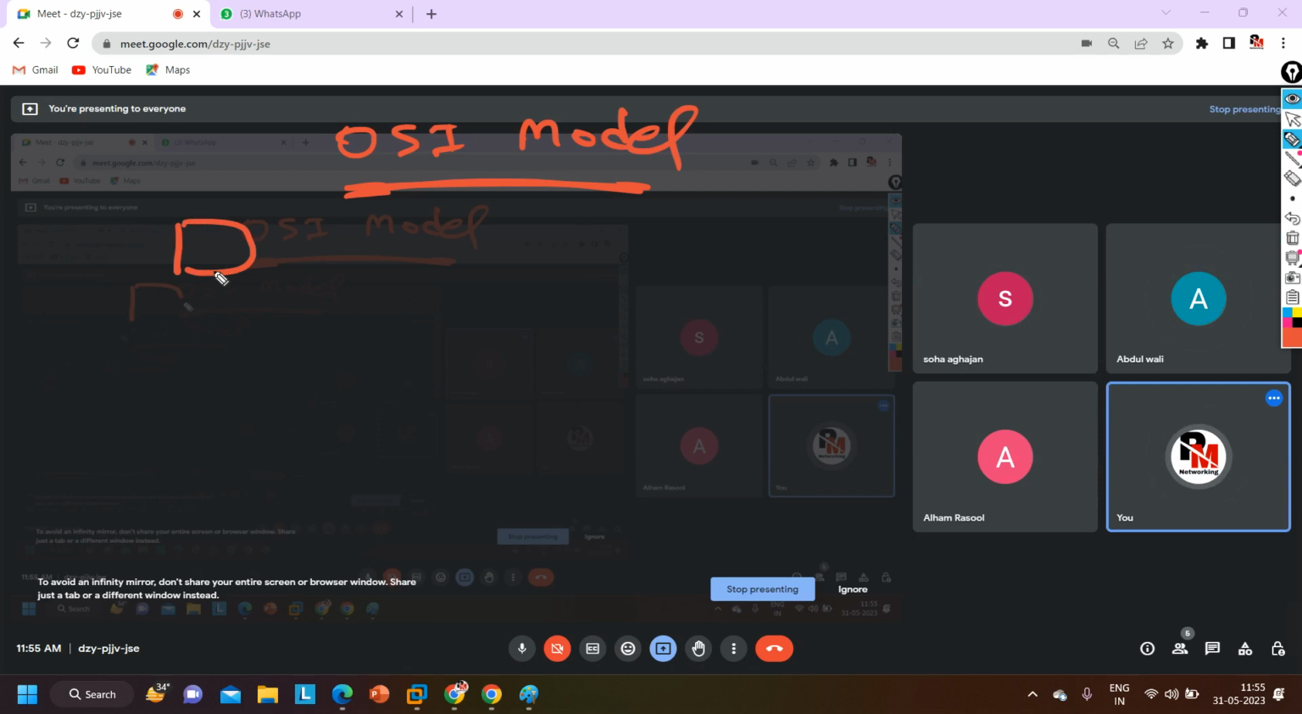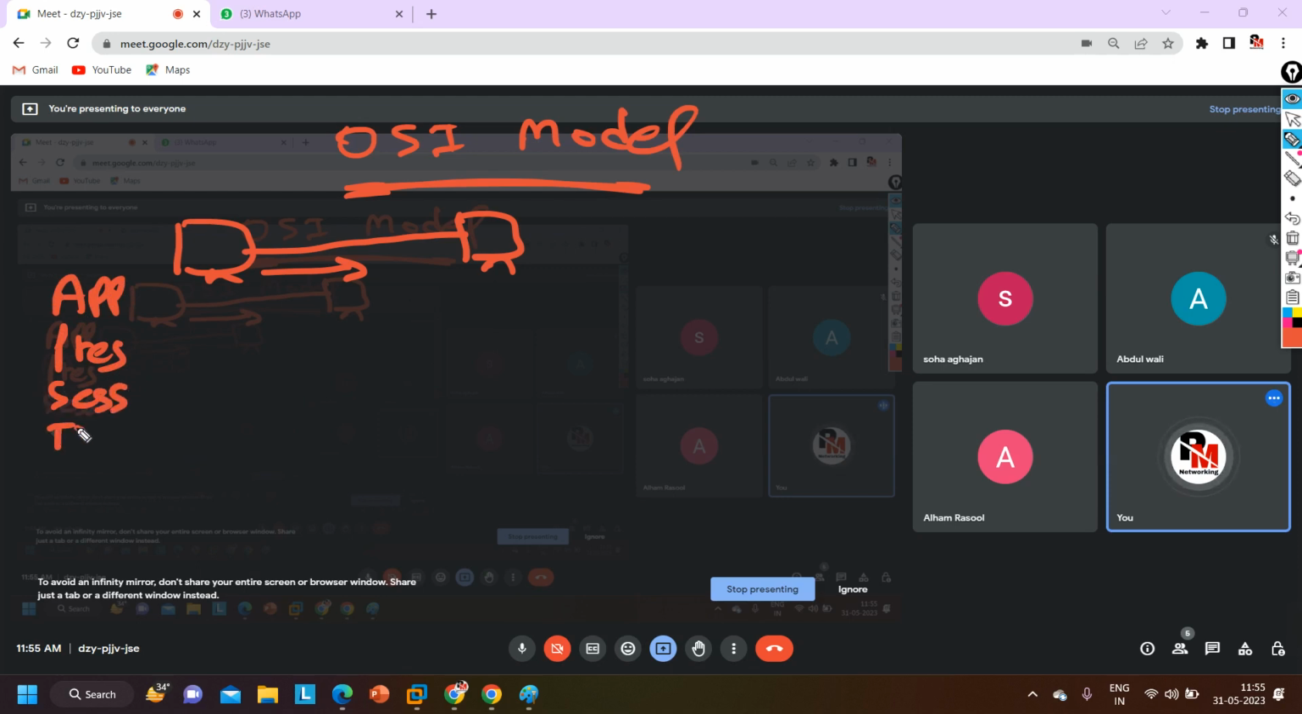Okay. See, I have one computer over here and one computer over here. I want to send some data from this computer to this computer. So while transmitting, my OSI model will be application to physical: application, presentation, session, then transport, then network, then data link, and then physical. Okay, this is for the transmission.